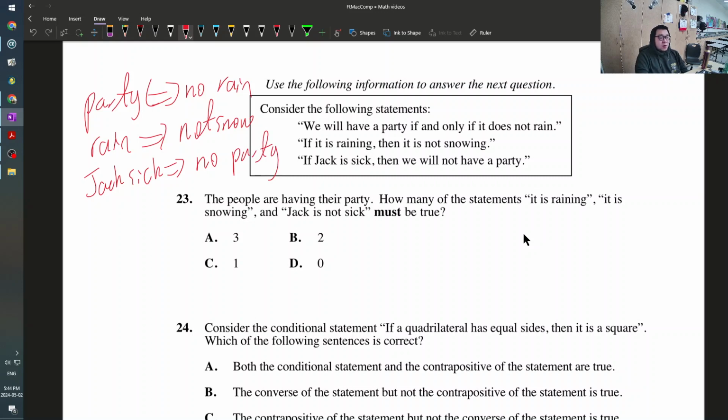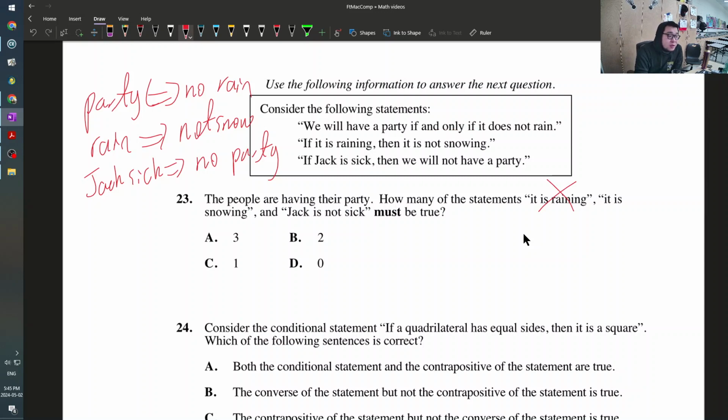Okay, so people are having their party. That means, if it rains, then we cannot have a party because it is an if and only if statement. So no rain means party.